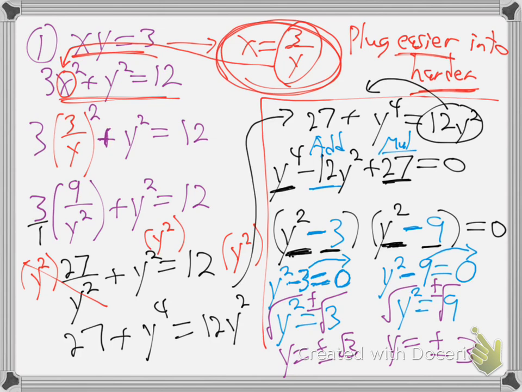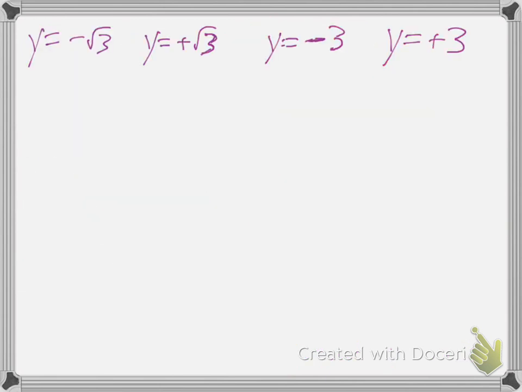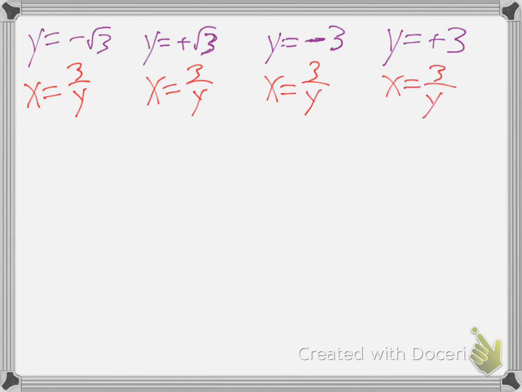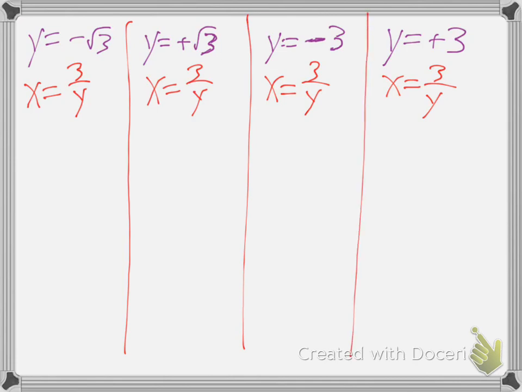There'll always be a place where the other letter is already alone; it'll be what we used to plug in at the beginning. Just reuse that. That'll be even quicker. It's not a big deal here, but sometimes it will be more important. So x is 3 over y. For all these, I'm going to plug in x is 3 over y. Now plug in the y's and get the x's that go with each of those. These are 4 separate deals, aren't they?